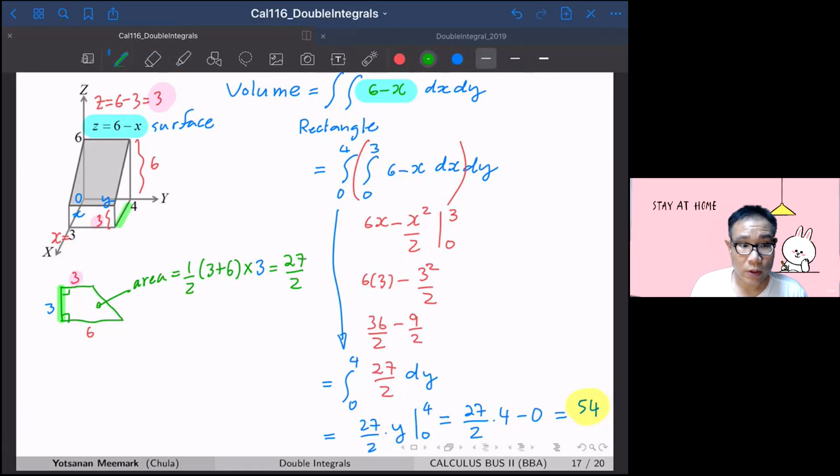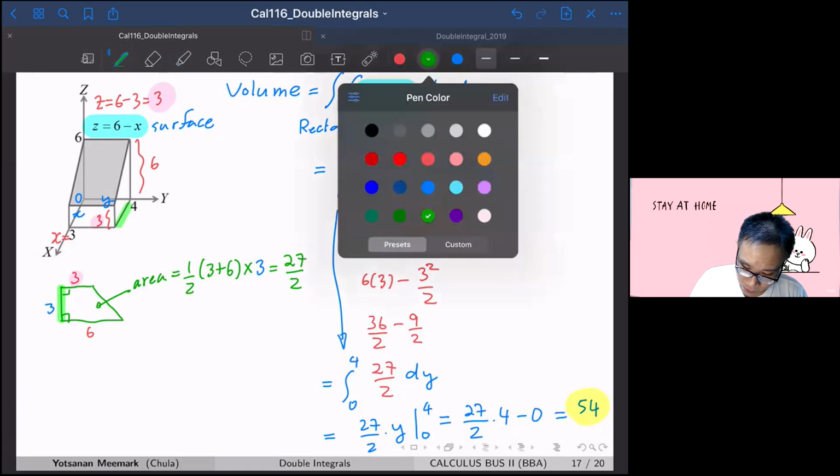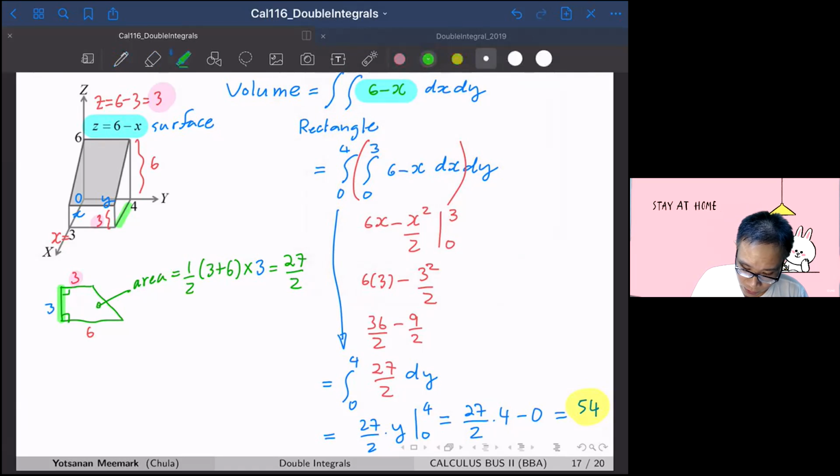And then what? And then you're going to compute the volume. So the thickness for this one will be the yellow guy. Okay, so this will give you the thickness.